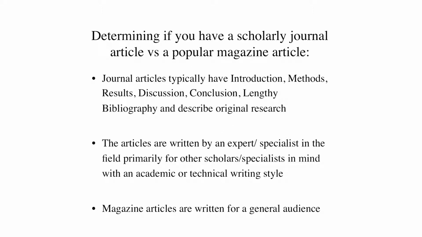Now, determining if something is scholarly versus popular, journal articles definitely come packaged in a certain way. They usually have parts to them: introductions, methods, results, discussion, etc. Lots of tables and graphs and charts, often lengthy bibliographies. They typically describe original research unless they're review articles. They're written by experts in the field, primarily for other well-educated researchers in an academic or technical writing style. Magazine articles are written for a general audience and often by writers who are not necessarily experts in that field.